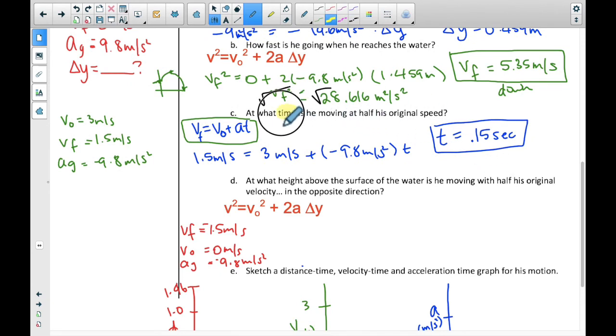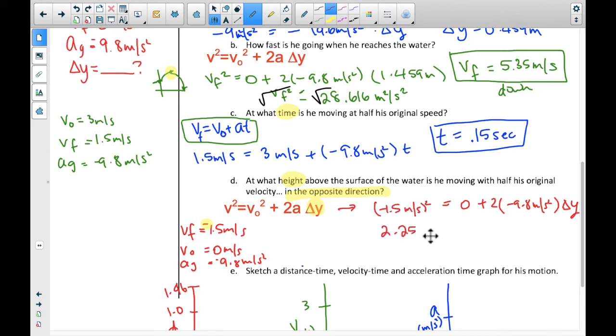So that last question was asking about time, and this question now is asking about height. So at what height is he moving with half his original velocity? So now I need something that has a height in it. So I'm going to use this equation now. Once again, my final velocity that I'm talking about is half of the original, and it's in the opposite direction, so that's why I'm choosing my negative now. So my final velocity, I'm looking at a negative 1.5. Initial being 0, again at the top of the parabola there. And of course, we know what gravity is. So I can just plug this information in and do my math and figure out an answer here. So take a second with your calculator and see what you come up with.